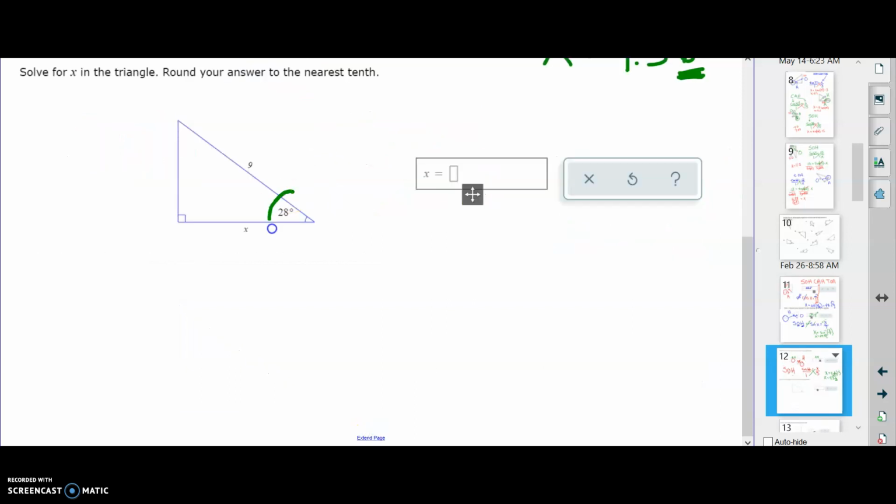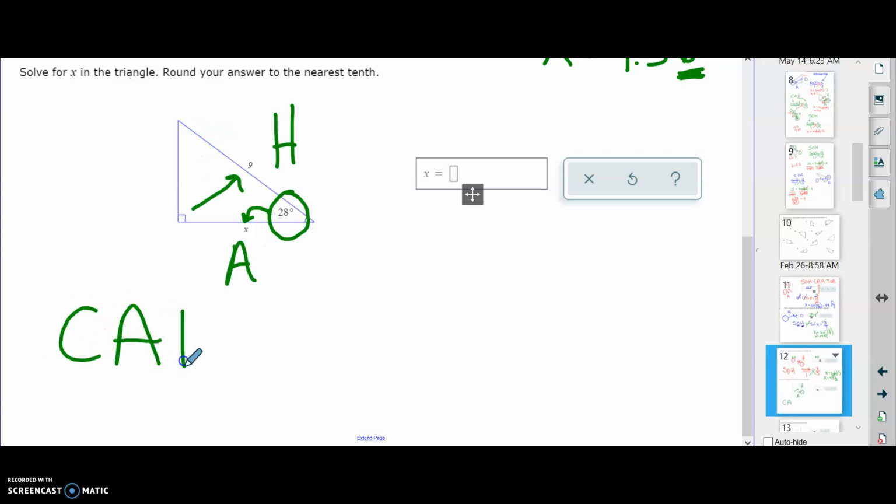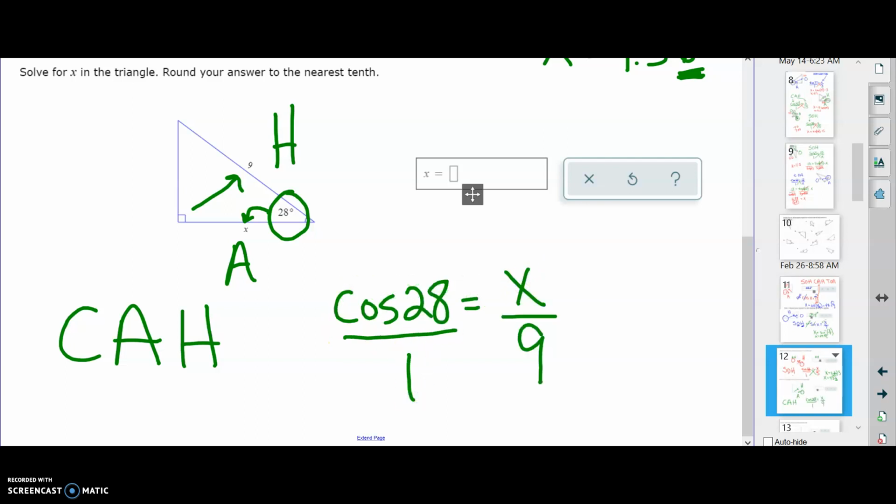All right, so on this one, I'm going to go a little bit faster here. The x would be the adjacent side. So I've got the a and the h, so that means that I am going to use cosine. Because cosine is CAH, it uses the a and the h. So it'll be cosine 28 equals x over 9, a, then the h. Then I make it over 1. I cross multiply. 1 times x is x. And then 9 times cosine 28, or cosine 28 times 9. Okay?